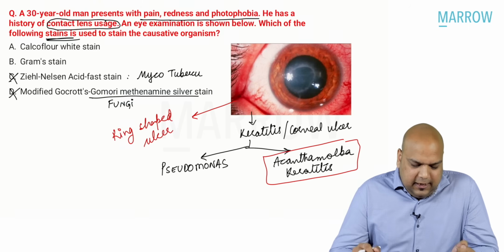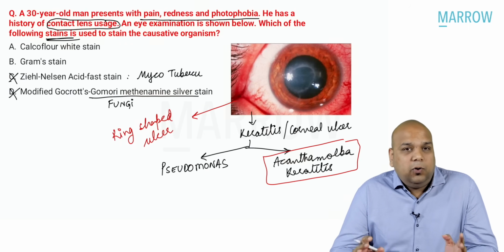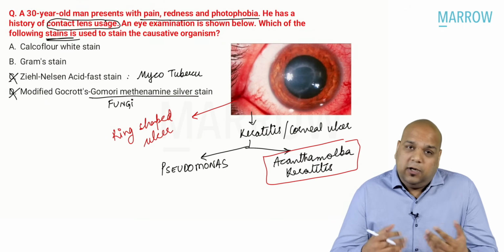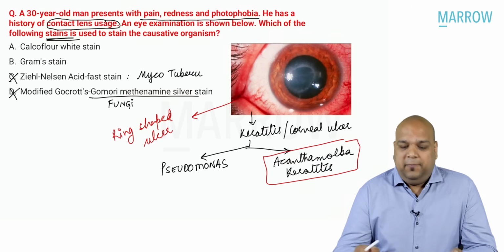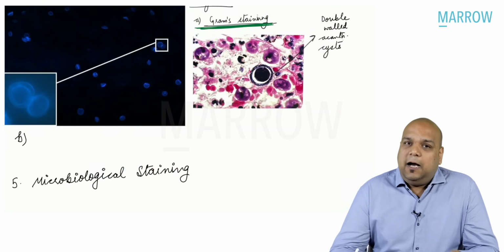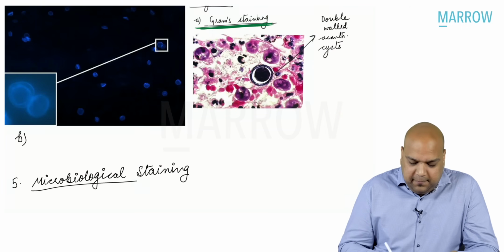Now only two options are left: calcofluor white stain or gram stain. What is the answer? Both can be used to stain Acanthamoeba. So now here the question was, what was better? So that was the little confusing aspect, you can say. So we say how to diagnose, 4 points. Then the fifth point is microbiological staining.